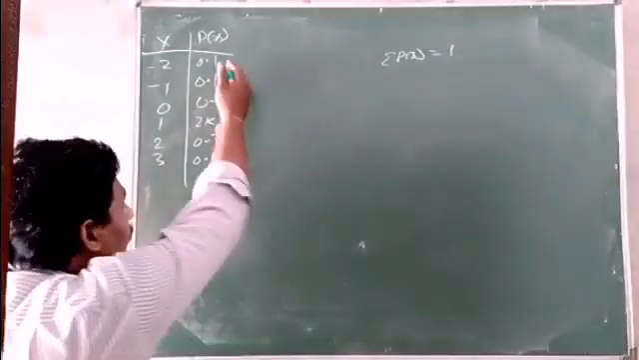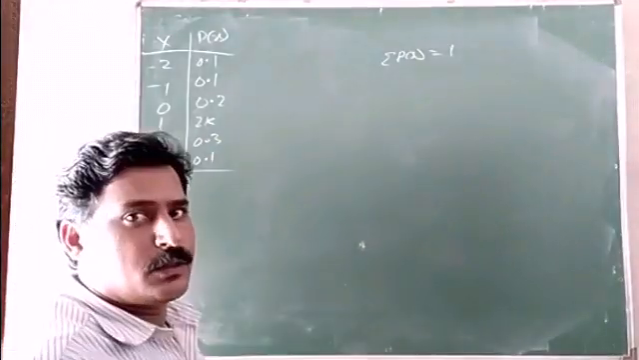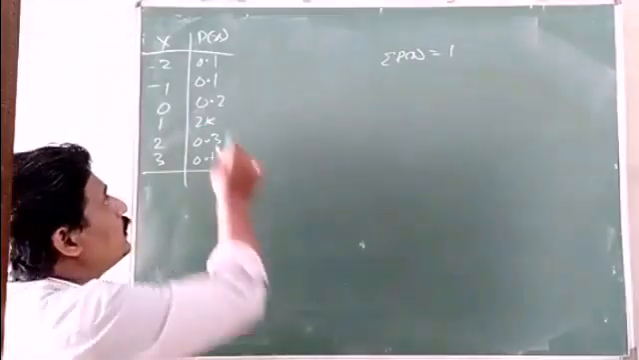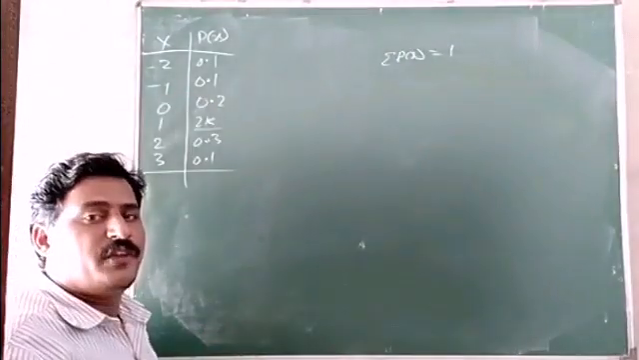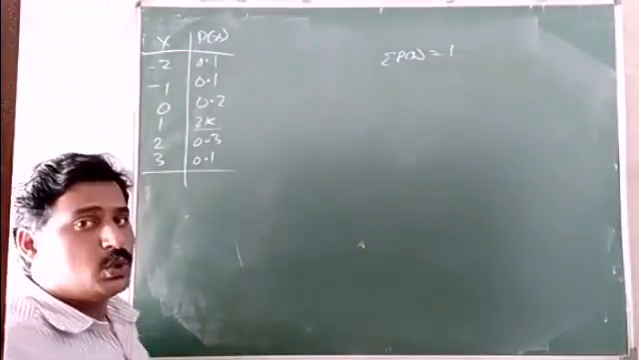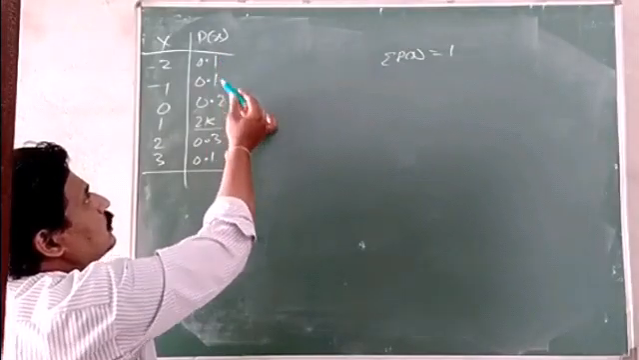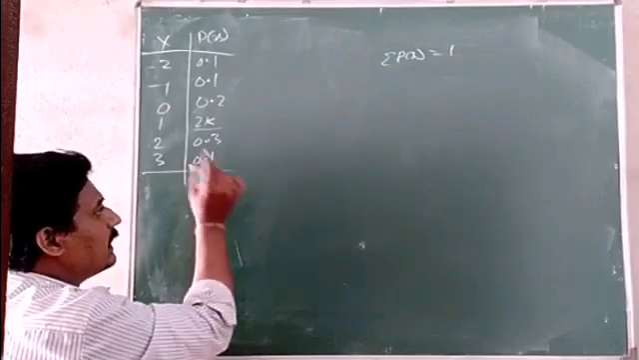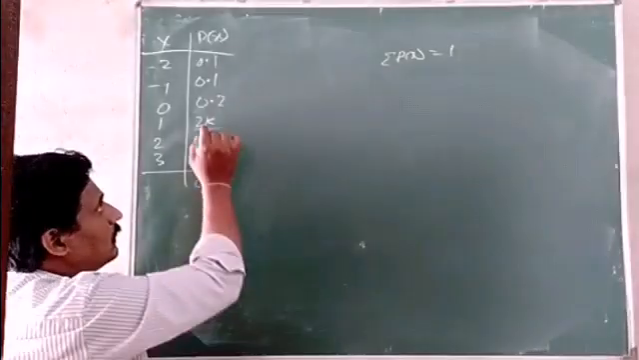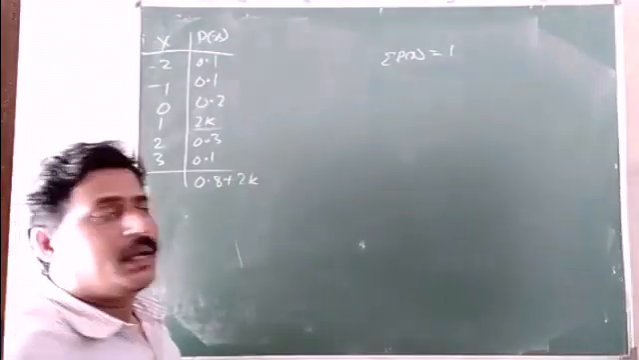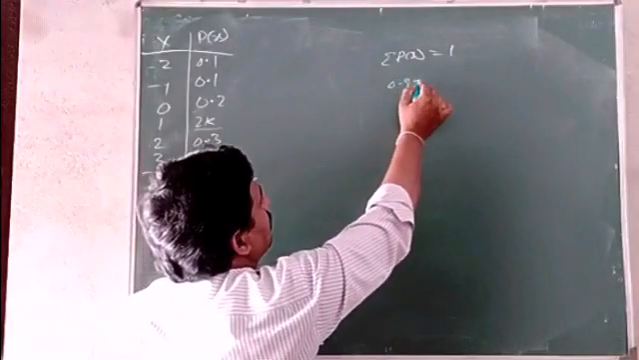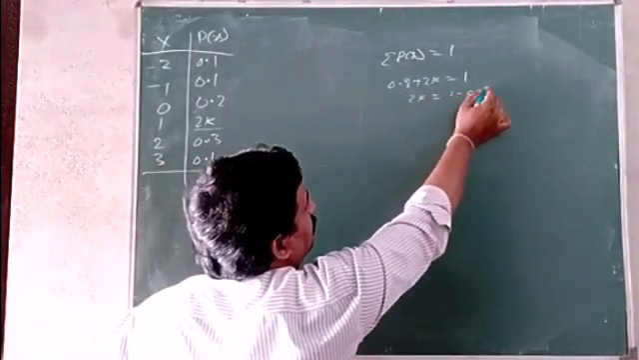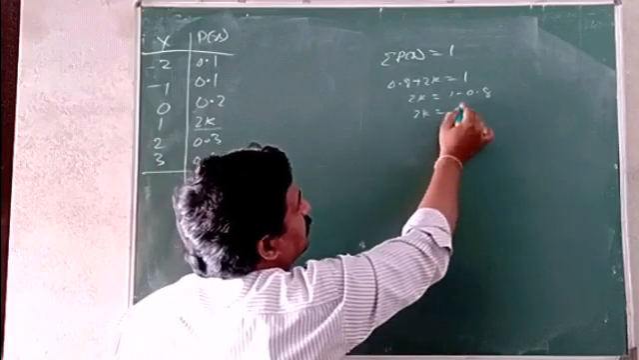Now here we have the probabilities. So the total of all these probabilities must be equal to 1. But here we don't know the value of k. If we find that, the total will be 1. So what is the total now? 0.1 plus 0.1, 0.2, 0.4, 0.7 plus 0.1, 0.8, 0.8 plus 2k. Okay, so here 0.8 plus 2k is equal to 1. So 2k is equal to 1 minus 0.8. That is 2k is equal to 0.2.